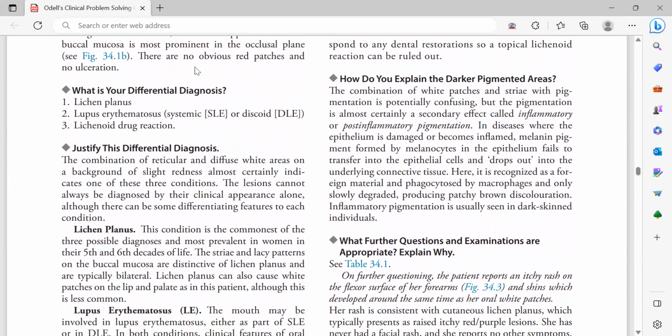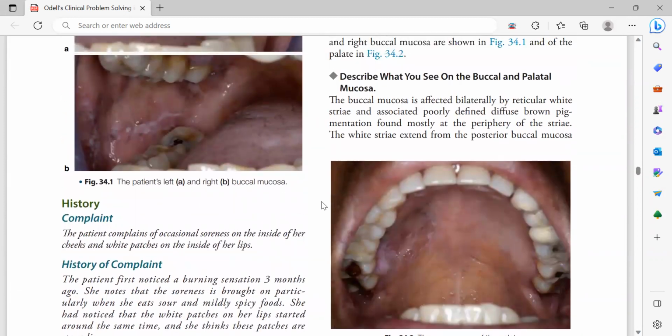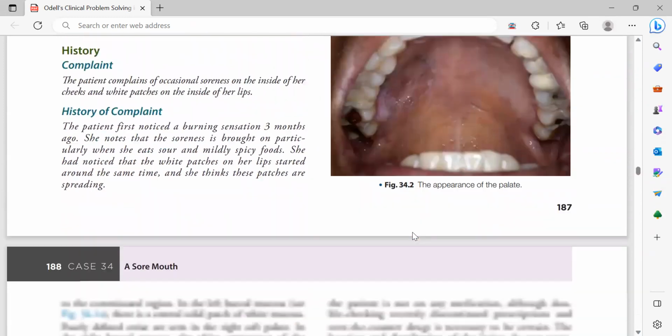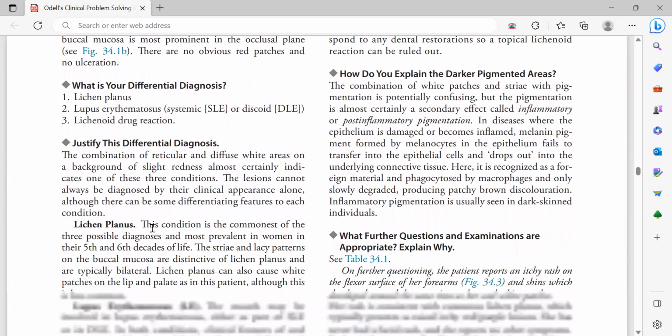Okay, so what is your differential diagnosis? After taking the history and these pictures, what is coming into your mind? What is your provisional diagnosis or differential diagnosis? First one is lichen planus. Second one, it could be lupus erythematosus. And third one, it could be lichenoid reaction.